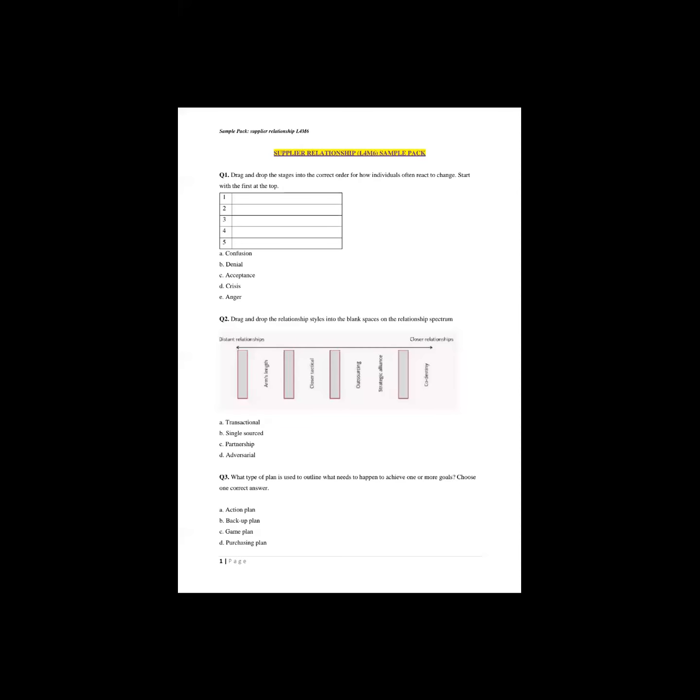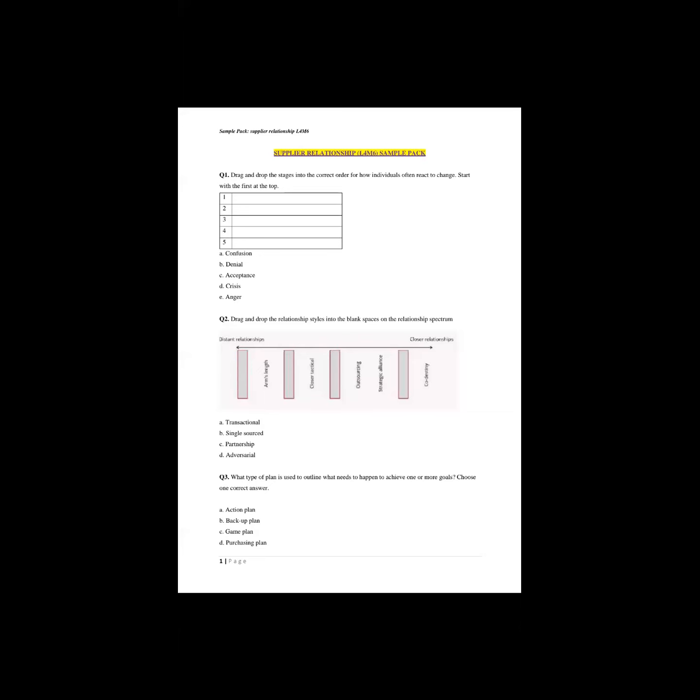Order. Okay, let me just start again. Question 1. Drag and drop the stages into the correct order for how individuals often react to change. Start with the first at the top. The options are: A, confusion; B, denial; C, acceptance; D, crisis; and E, anger. And we're supposed to fit them into 5 boxes, 1 to 5.